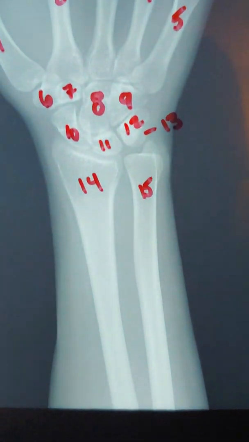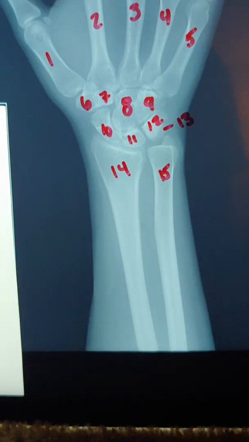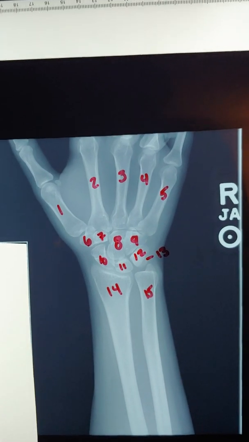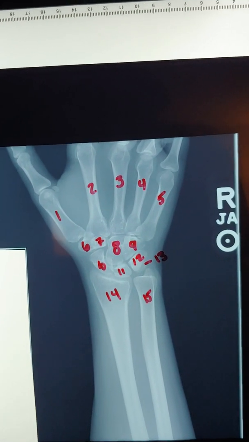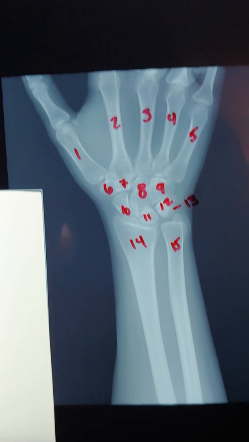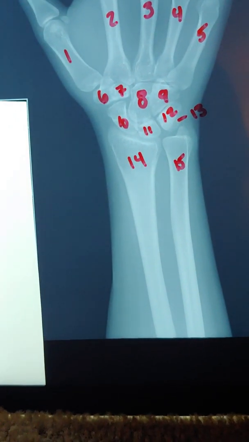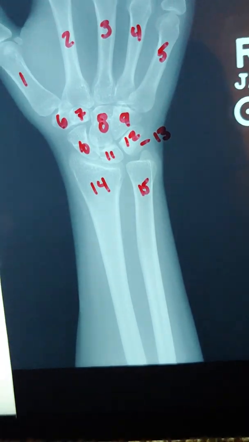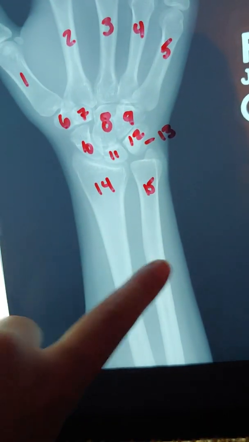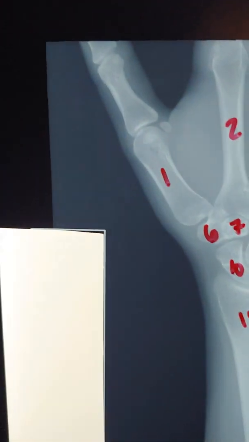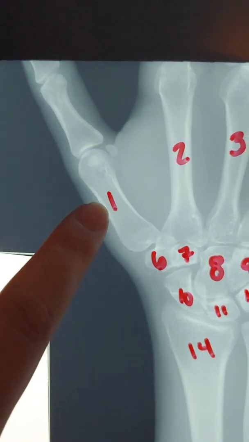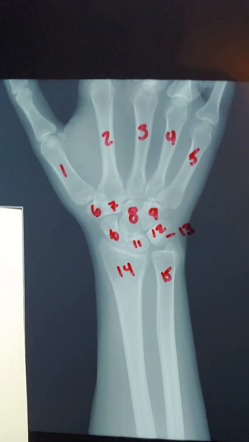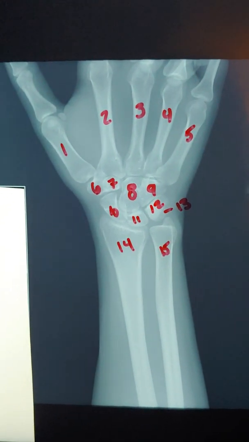You are hopefully able to see that there was proper diagnostic exposure quality, because you can see the periosteum and the trabecular markings in the radius and ulna. You can also see the periosteum in the metacarpals along with the trabecular markings.